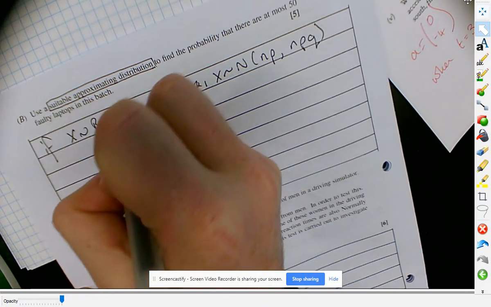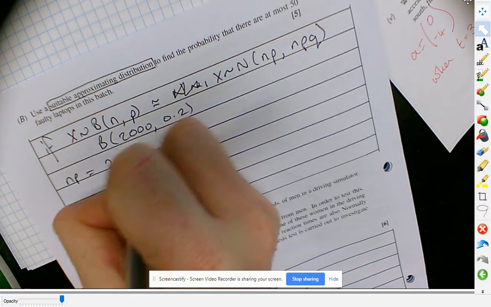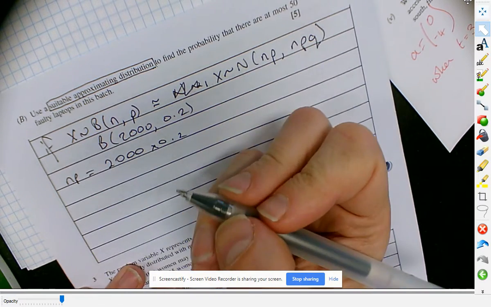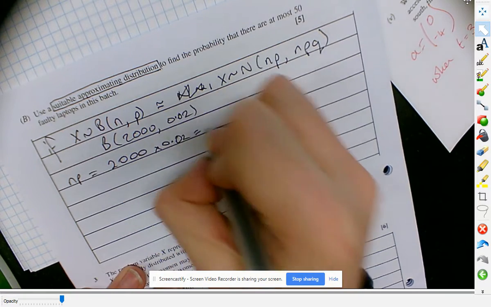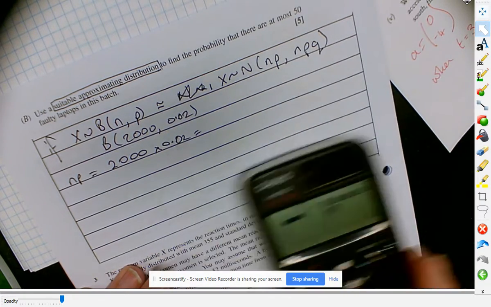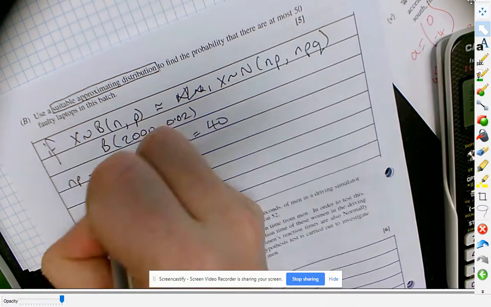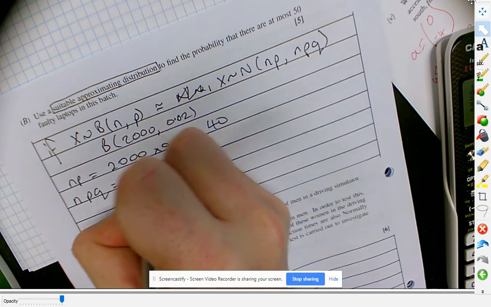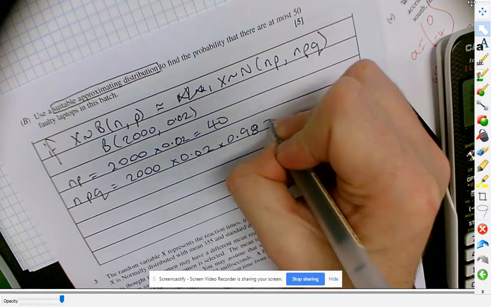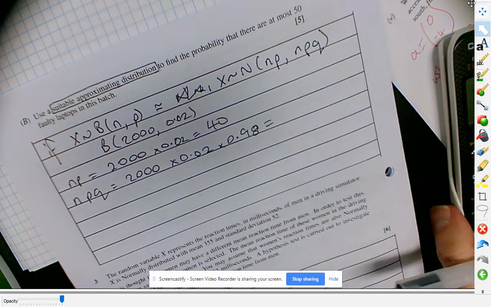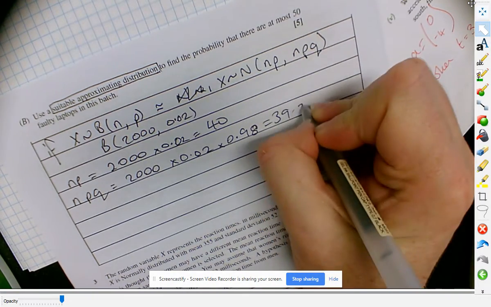So we've got B(2000, 0.02). So np is 2000 times 0.02, which is 40. And npq is 2000 times 0.02 times q, which is 0.98. I can't do that in my head, but I have got it on the answer sheet. That works out to be 39.2.